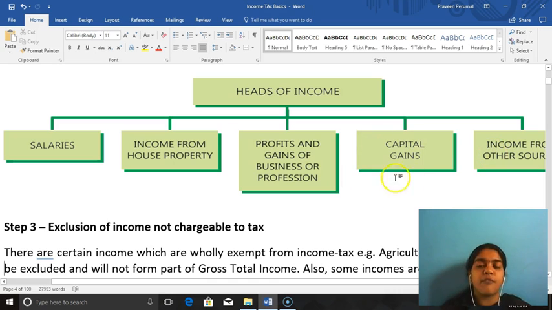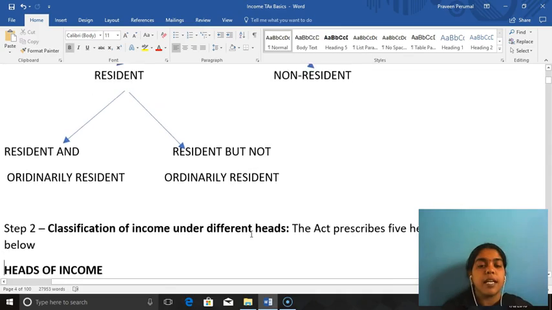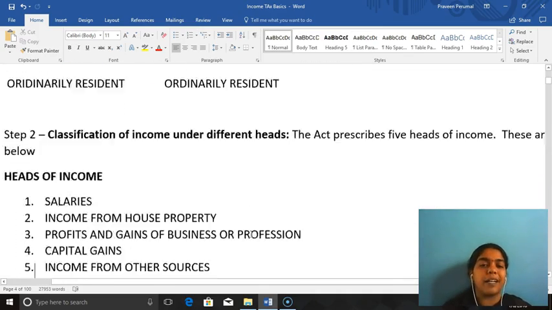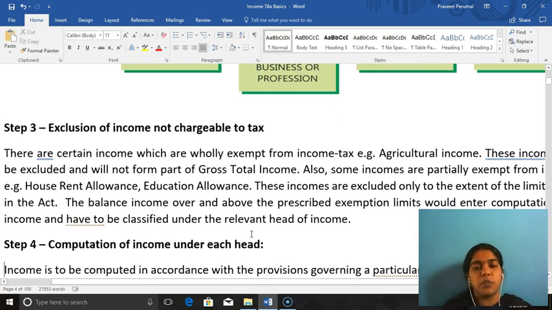So CG is for capital gains. So PGBP. All these are abbreviations for the various heads. Next is exclusion of income not chargeable to tax. So the first step is to find out the residential status. Next is classification of income under the various heads. Next is exclusion of income not chargeable to tax.